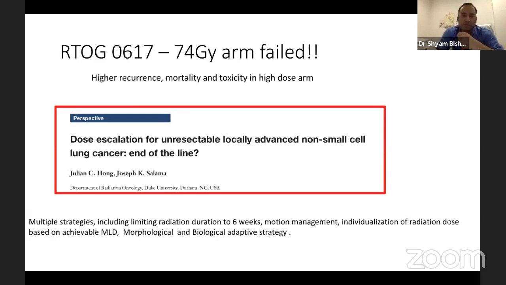So now the two aims I have discussed are dose modification and OAR reduction. And third, what about dose escalation? As we all know, in RTOG 0617, the 74 gray arm failed because there were higher recurrences, more mortality and toxicity in the high dose arm. So is this the end of the line for dose escalation? Probably not. Multiple strategies, including limiting the radiation duration to 6 weeks of overall treatment, motion management, individualization of radiation dose based on achievable mean lung dose, and morphological and biological adaptive strategies may be the answer.